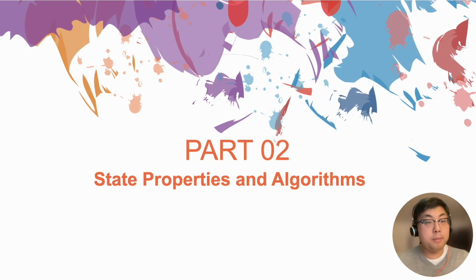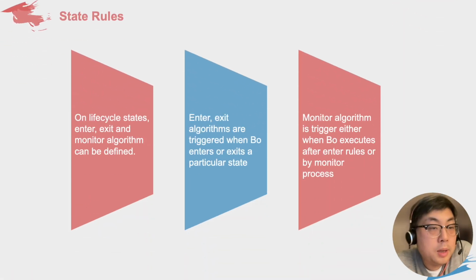All right, so the second part we talk about is the state. On the life cycle states, you can define three types of system events: enter, exit and monitor. Enter and exit are simple, because when you enter or exit a state, these algorithms will be triggered. Monitor is something we need to look at in a bit more detail in the next chapter.